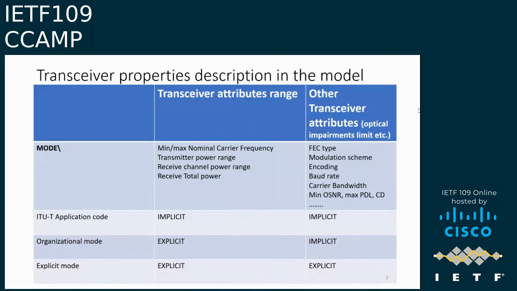Then there is the list of all optical impairments limit, so effect type, modulation, baud rate, etc. And these are both implicit for application code and organizational mode, and still implicit for explicit mode. This is just a summary in the table of the mapping between the implicit and explicit related to the parameters. Next.